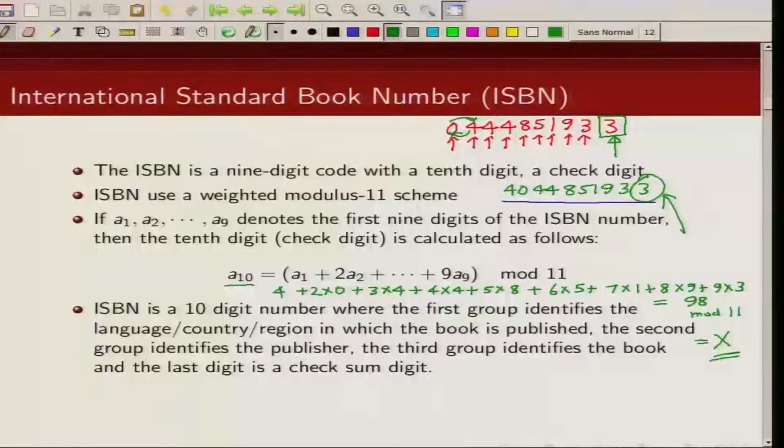The correct number was 0444851933 and these two bits got interchanged, transposition error happened, and you can see using this ISBN number we are able to detect such errors.